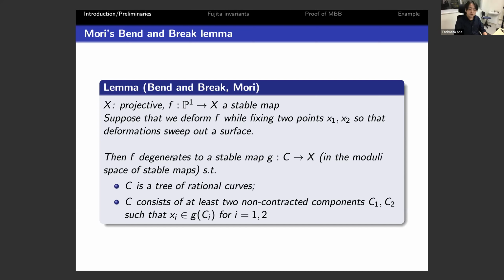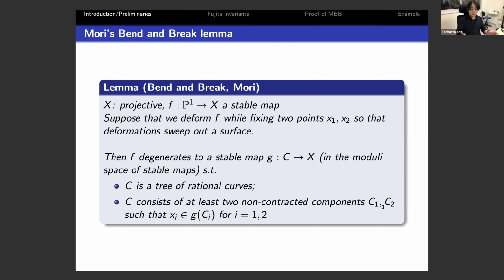Then F degenerates to a stable map G from C to X in the moduli space of stable maps, such that C is a tree of rational curves, because this is a genus 0 stable map. And C consists of at least two non-contracted components, C1 and C2. And moreover, X1 is contained in the image of C1, and X2 is contained in the image of C2. So one can prove it like this. This is not exactly the statement of Mori's bend and break, but one can prove it by analyzing Mori's proof. All right.